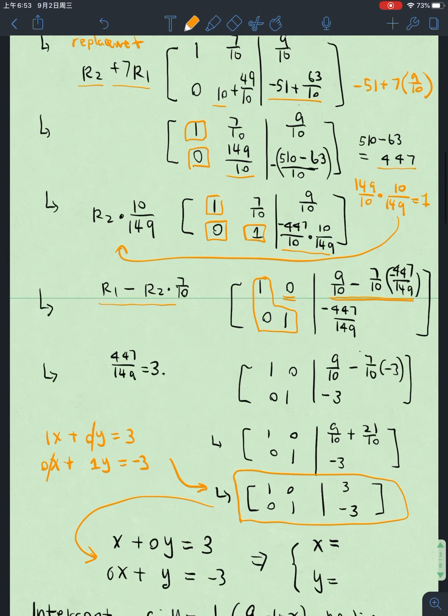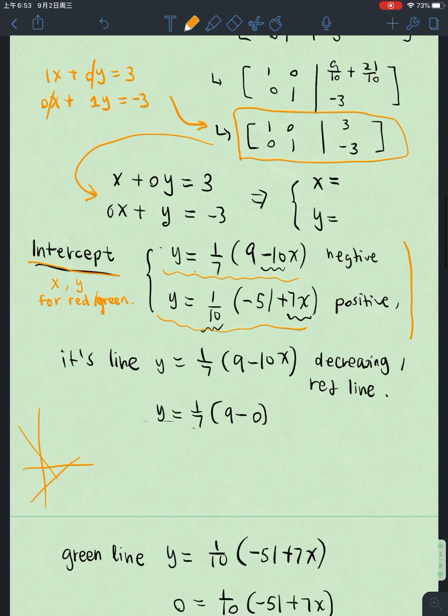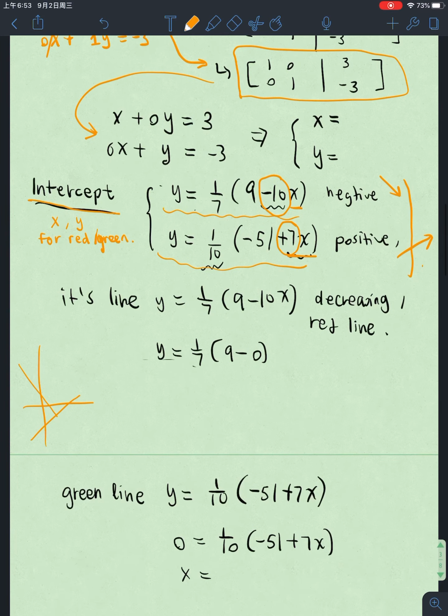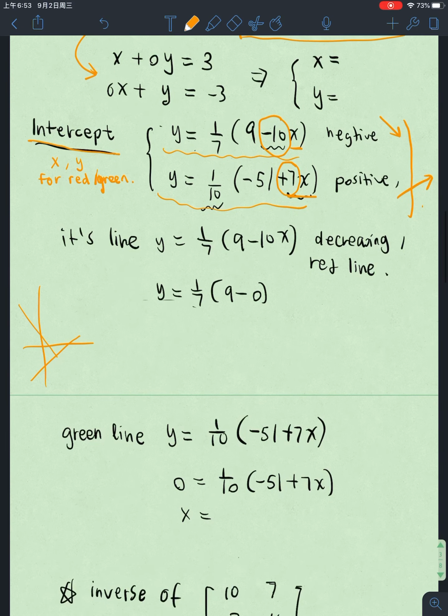You rewrite it here. And you see the coefficient for x is -10. So this line will be negative. It's going downward. And here the coefficient is +7. So it's positive. It's going up. So we know which one is the red line, which one is the green line. Let me check the problem.